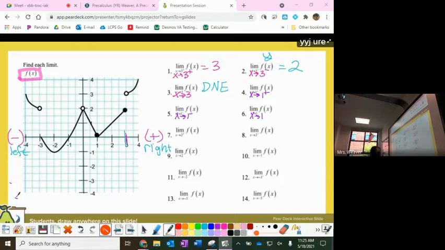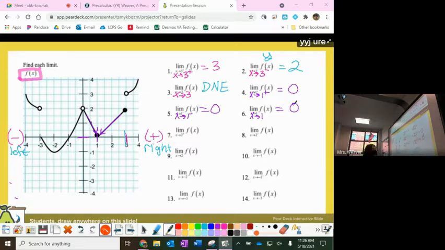As x approaches 1 from the right, so I see my x value of 1. This is the number we're looking at. As we come in from the right side, what are we approaching? A y value of 0. Okay. As we come from the left side, approaching an x value of 1, what are we approaching? Still a y value of 0. So what is the overall limit of that function at 1? It's 0. So the left side and the right side have to be equal, and if they are equal, then that is the limit at that value.